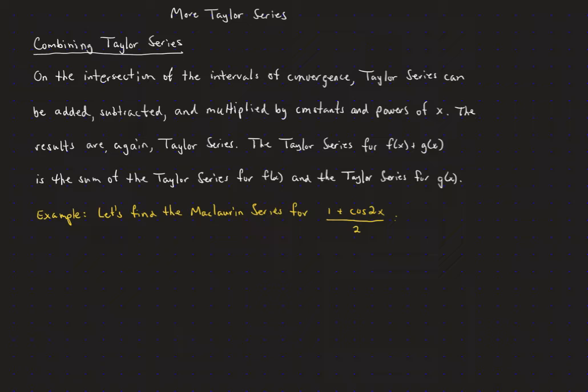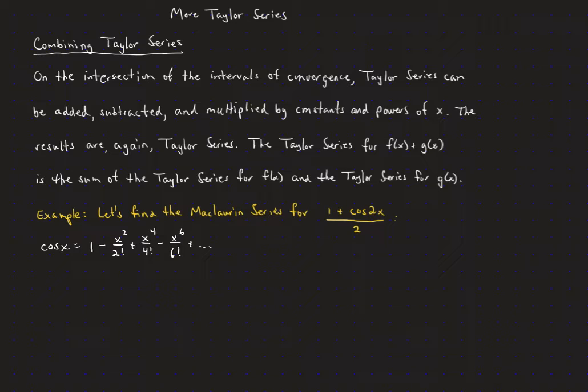(1 plus cosine 2x) over 2. So what we can do is we know, hopefully, or we're trying to learn, that the cosine of x, remember this cosine is an even function, so it'll start with 1, and then it's going to alternate in sign and always be even powers. So we're going to get this, and so on. So we want the Maclaurin series.